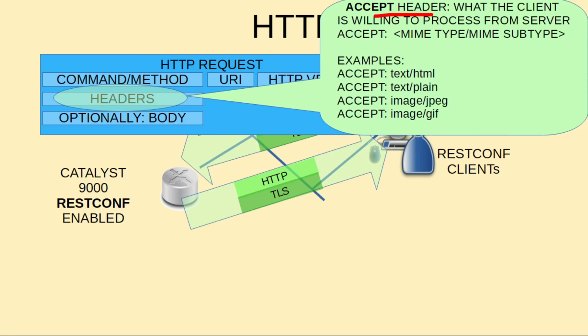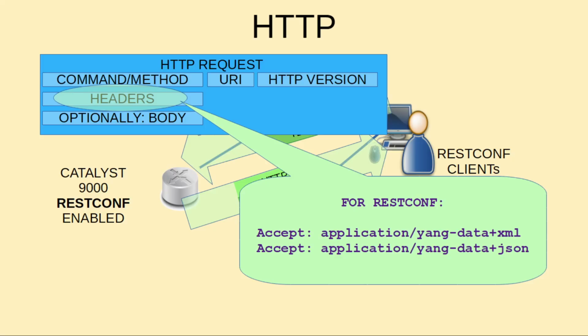With the accept header, the client is asking the server to reply back with a specific type of content that in this case is going to be referenced using a MIME type and a MIME subtype. These are examples of accept headers. So if you want to receive XML code back from the RESTCONF server, you will need to use this header, and if you want to receive JSON code back from the RESTCONF server, you will need to use this header.